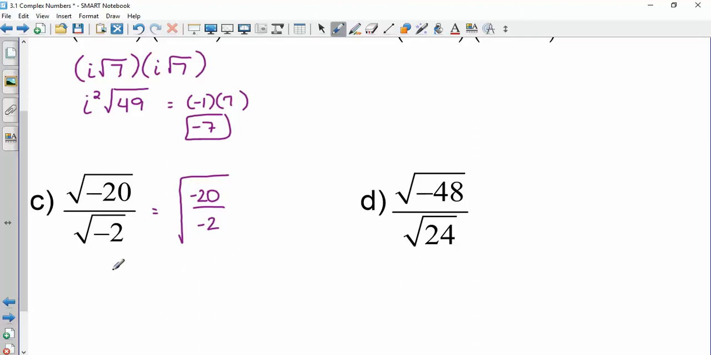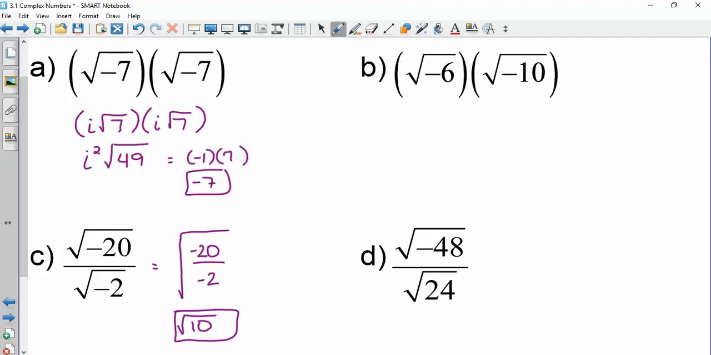What is negative 20 divided by negative 2? Negative divided by negative would be a positive 10. Can we break down the square root of 10? No, so that's our final answer. Now you could get it otherwise by pulling out your i's, breaking down your radicals, and you'll get to the same point. But this is a more direct route. When you're dividing, you're welcome to go ahead and divide the two numbers and then do the square root at the end. So I would like for you guys to try B and D on your own.